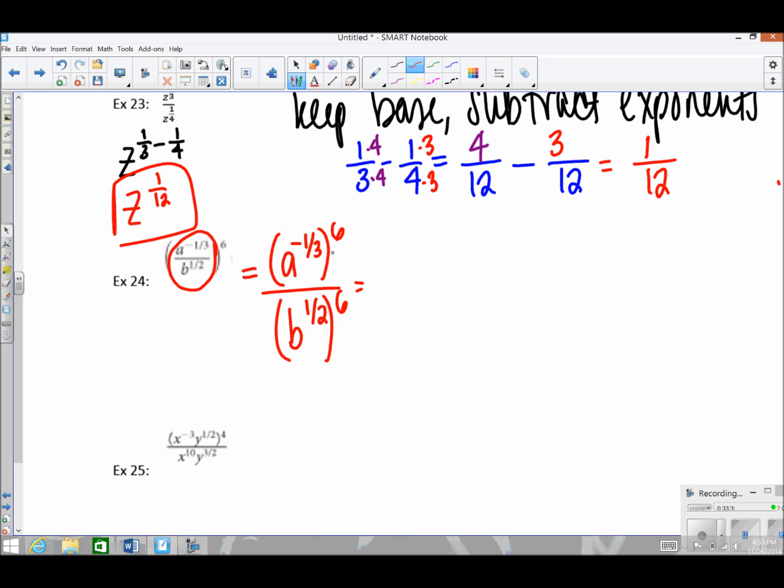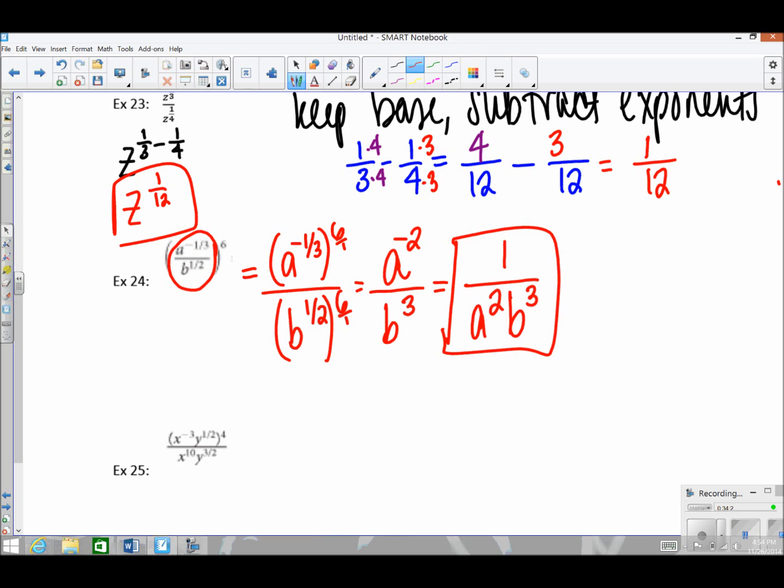So when I raise these to the 6th power, I'm going to keep the base and multiply the exponents. So I'm going to have a to the -2, because -1/3 times 6 is like 6 over 1. So -6 on top divided by 3, which is going to be -2. And then at the bottom here, I'm going to have b to the 3rd, because 1/2 times 6 over 1 is really 6 over 2, so b to the 3rd. And then the last thing I can do is, because I have a negative exponent up here, I'm going to just move that a squared to the bottom, and it's actually going to go with b to the 3rd, because b to the 3rd is going to stay there.